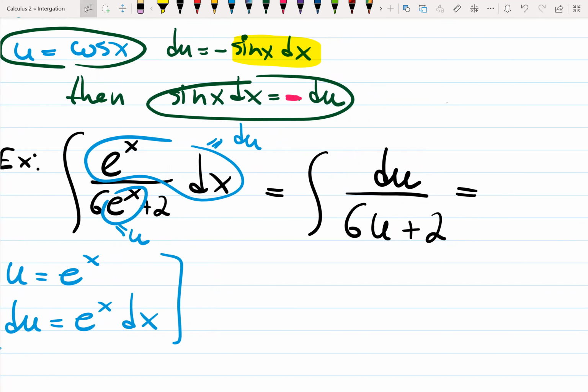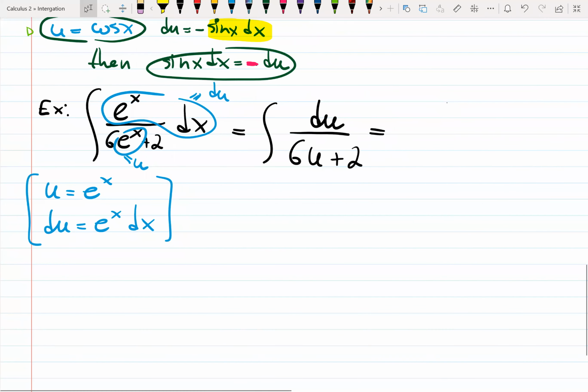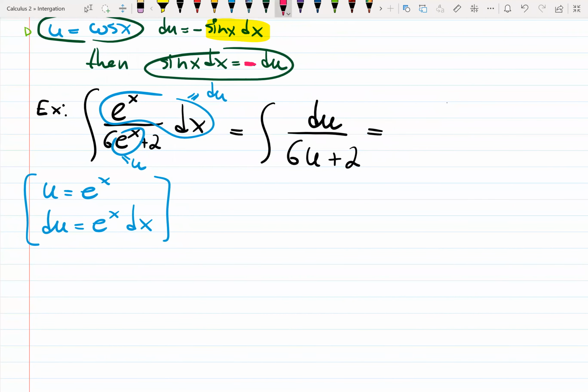After this, you're integrating this fraction, and the fraction will give you a logarithmic function. If you don't see it yet, let's perform a second u substitution.